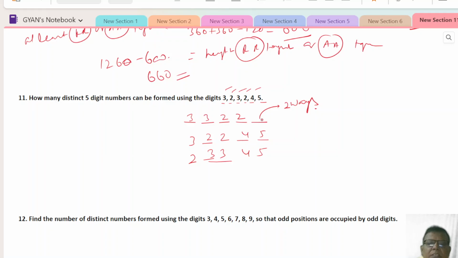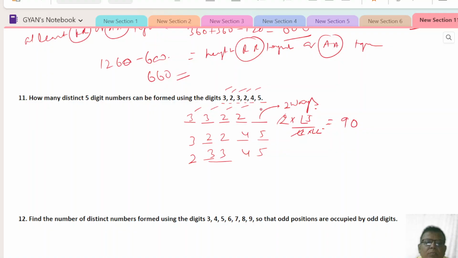So how many ways are there? This also can be 2 ways. So 2 into factorial 5 divided by factorial 2 into factorial 2. So this gets cancelled, and this will be equal to 5, 4. It will be how much? 90. This will be how much? 90. 2 into factorial 5.